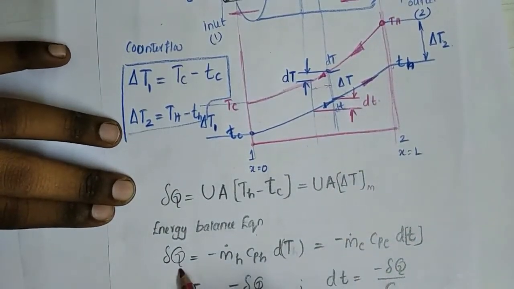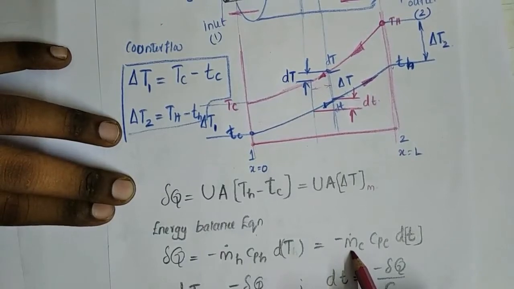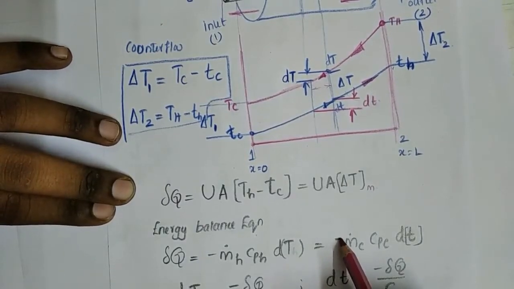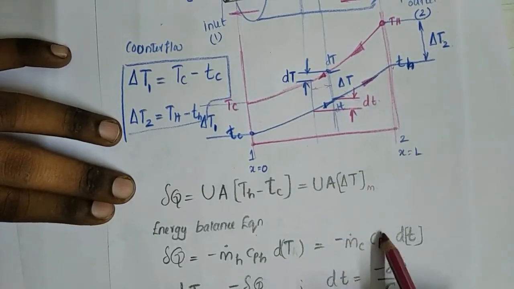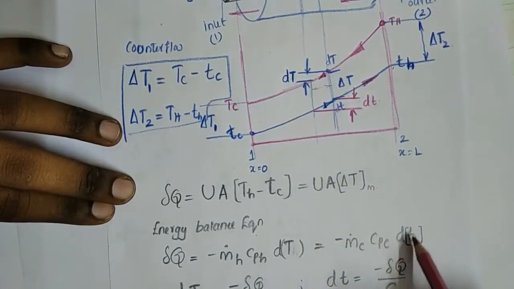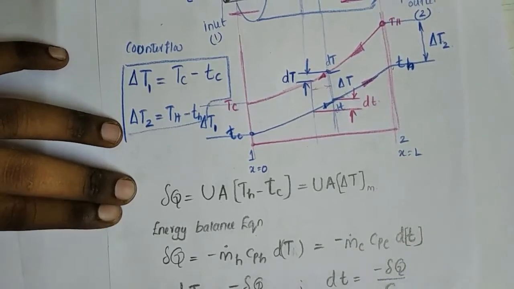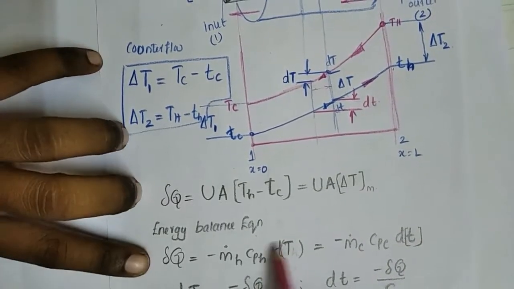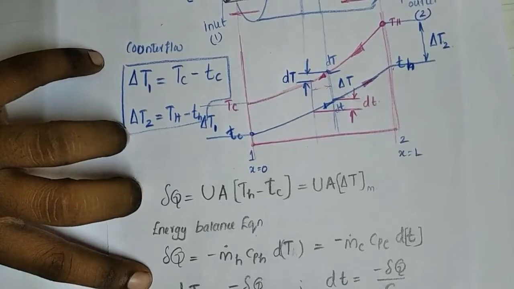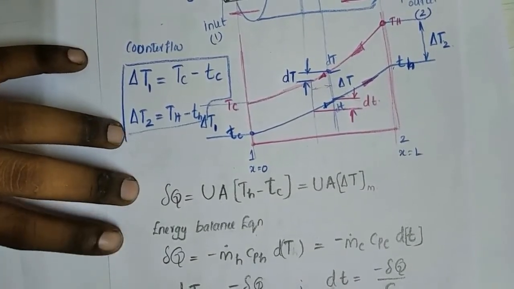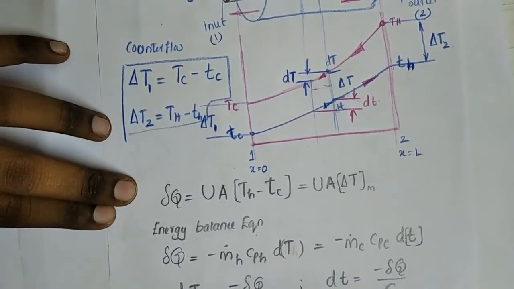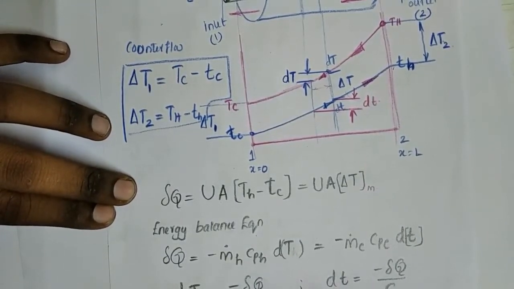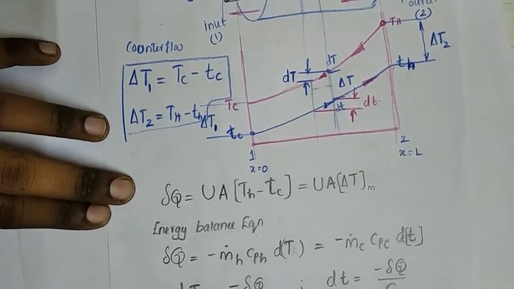Similarly, this Q is the same for the cold fluid too. This minus indicates the change in direction: minus m dot, the mass flow rate of the cold fluid, into the specific heat capacity of the cold fluid, into the change in temperature. As we know from this equation, d capital T is equal to minus del Q by Ch, and d small t is equal to minus del Q by Cc. Ch is the total specific heat capacity of the hot fluid, and Cc is the total specific heat capacity of the cold fluid.